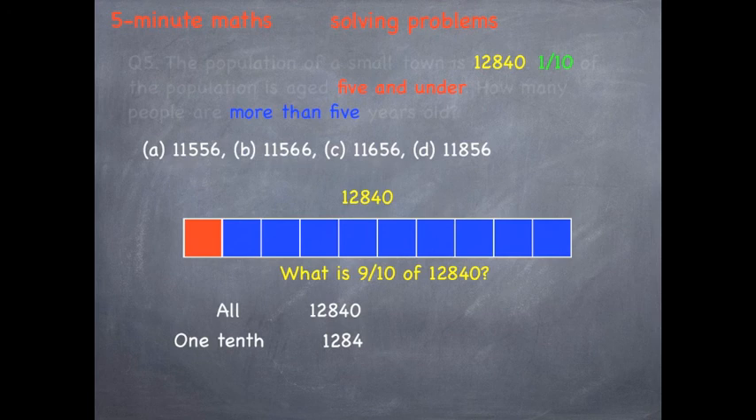And to find 9/10, well, if I subtract 1/10 of something from the whole, I'm left with 9/10. So this means subtracting the two numbers. And there's the answer, 11,556. And a quick final check, is this answer sensible? Does it look roughly 9/10 of the number I started with? Yes, it does. It is a sensible result, and indeed it matches option A.